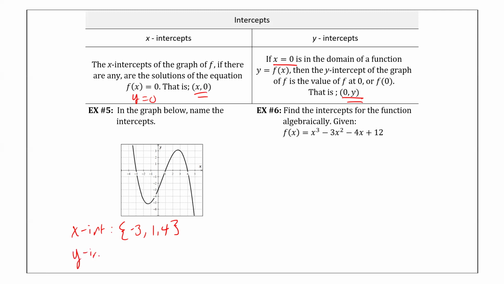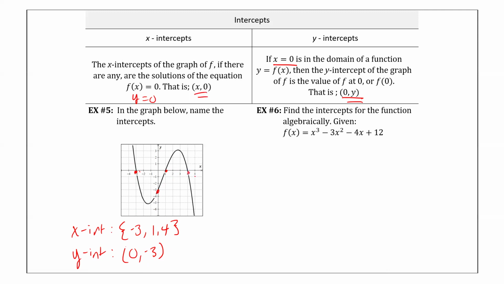Our y-intercepts. Where are our y-intercepts at? Where is it? I'm sorry. Y-intercept is only 1. You can only have one y-intercept, so I'm going to write it as an ordered pair. Because if I have more than one y-intercept, am I a function? No. Because who does not repeat? Your x's. Don't repeat your x.